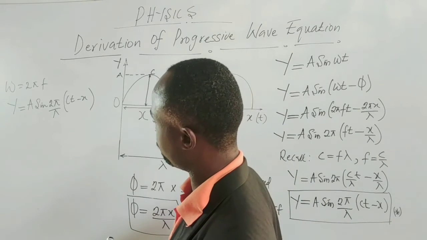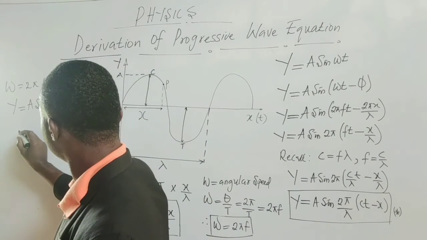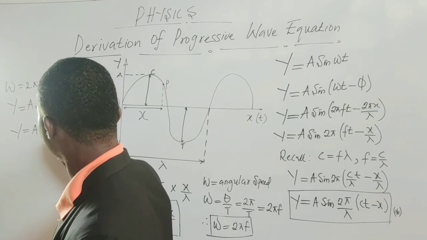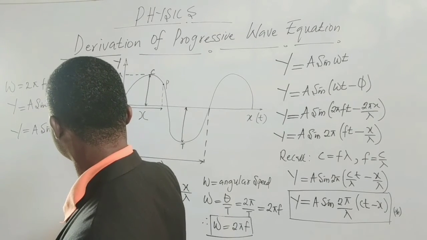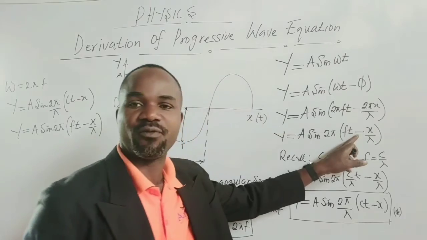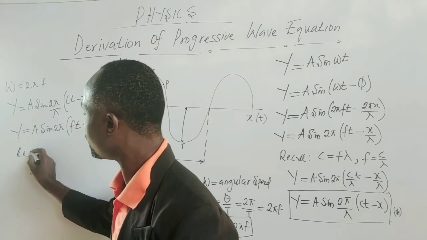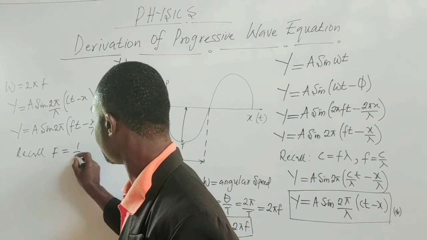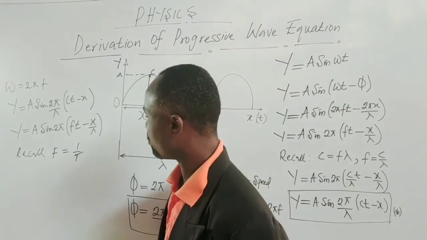Now, if we go back, by rewriting this equation back to its original form, we have 2 pi, brackets f t minus x over lambda. That's the original equation we had in the first place. So what we need to do for frequency, we recall that f is equal to 1 all over T, the inverse of time period is also frequency. So we can substitute there.